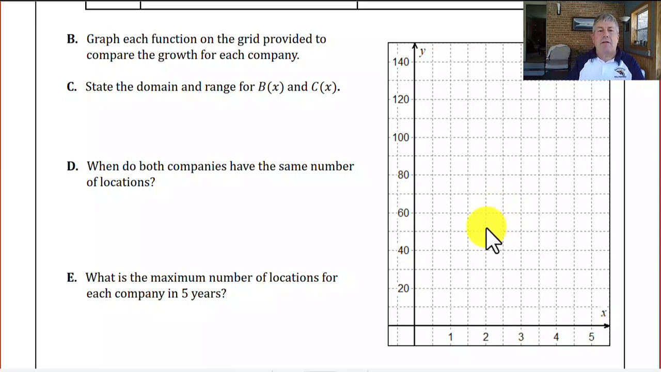We're asked to graph and compare the two. So I'm going to put on my x-axis, I'll label that, our years on the x-axis. And the y-axis is going to be our number of locations. Our output depends on our input. Our y's depend on our x's. Our locations depend on the year. So state the domain and range for b of x and c of x. When do both companies have the same number of locations? And what's the maximum number of locations for each company in 5 years? So we're going to input x equals 5 into both equations. So let's go ahead and plot our data and take a look at our graphs.